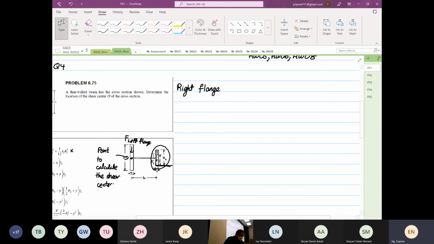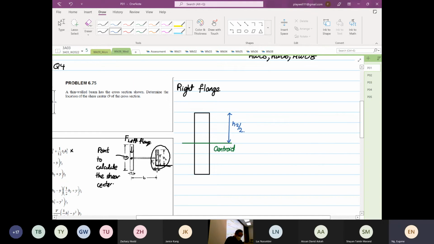Okay, so when we consider the right flange, I'm going to apply exactly what I've taught you. As I said, the solution by the publisher, the method is not exactly the same, but I want you to try what I've taught you and gain the confidence. So this over here that I've just drawn is our centroid. And we know the distance from here to here, we will call it H2 over 2.